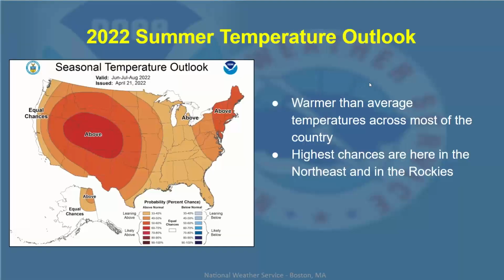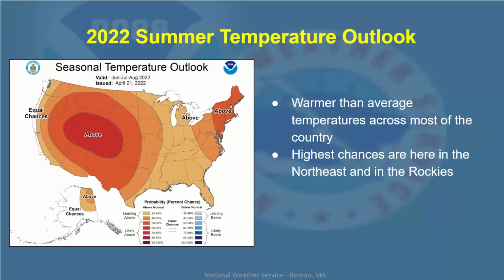So basically, the outlook looks like this from the Climate Prediction Center. Warmer than average temperatures across most of the country. Notice, and I always tell people, look at the odds. So, look where the highest odds are. Certainly they are across the Rockies. We're looking at close to a 70 to 80% chance of above average temperatures. And, still above average, and especially here in the Northeast, a little less so than the Rockies. But, odds are favoring above average temperatures.